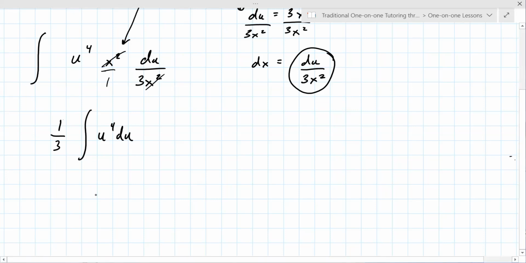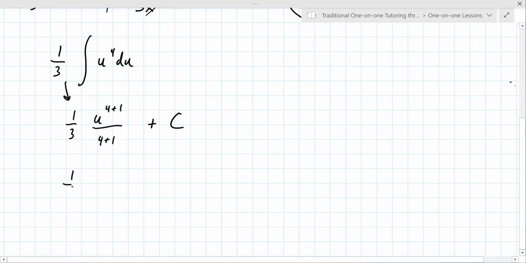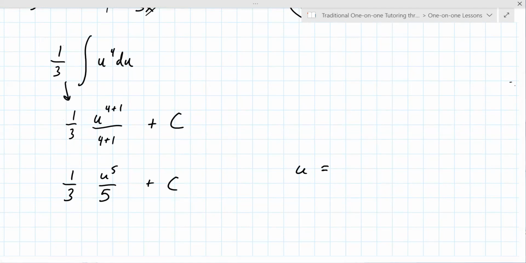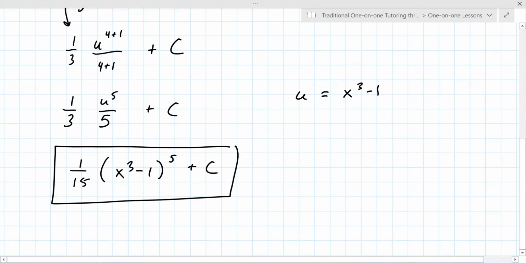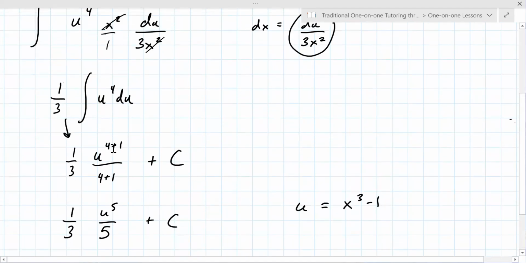Okay, so this is the power rule. You add 1, and the 1/3 comes down, plus c, always plus c. Then you simplify: it's u to the fifth over five, plus c. But what is u from earlier? x cubed minus 1. So this becomes 1 over 15, (x cubed minus 1) to the 5th, plus c. That's your final answer. How did you get 4 plus 1? You're using the integral power rule, x to the n dx: you add 1 to the exponent, and you divide by the new exponent.